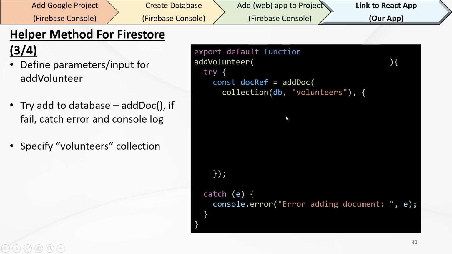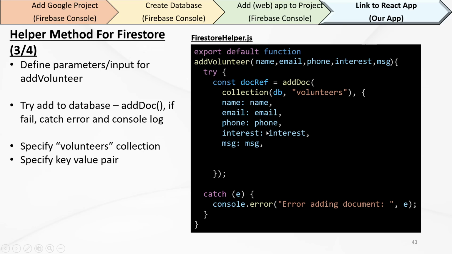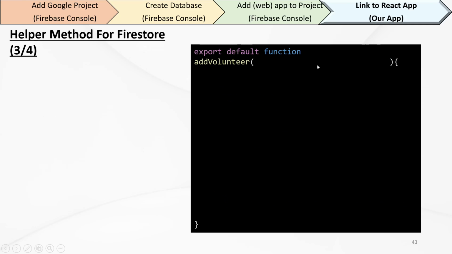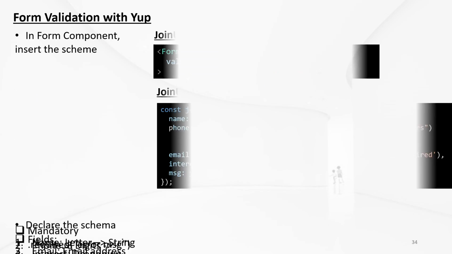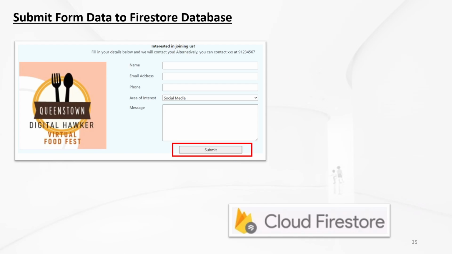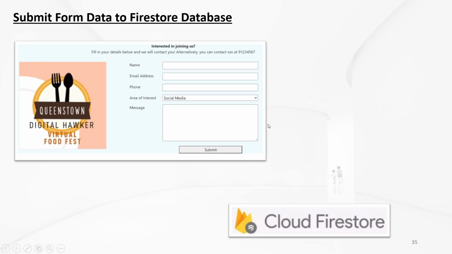We go back to our slide. That's why we want to add document, and when we add document, we want to specify which collection, which database to add, which is the volunteer database. Then we need to specify the key value pairs to add. And you see just now in our earlier slide, let's go back. There's this add volunteer thing. We dump the Formik value into it. This is where it comes in handy.